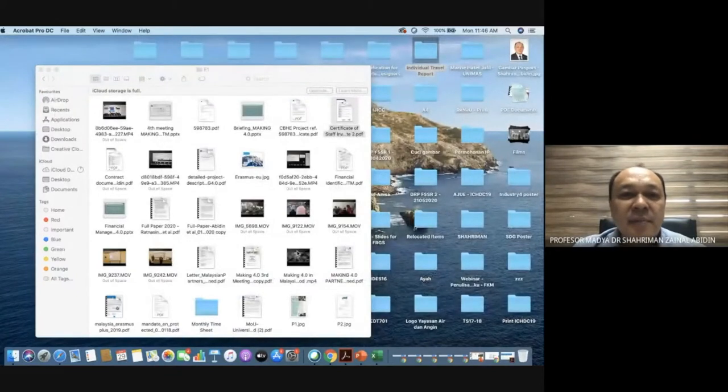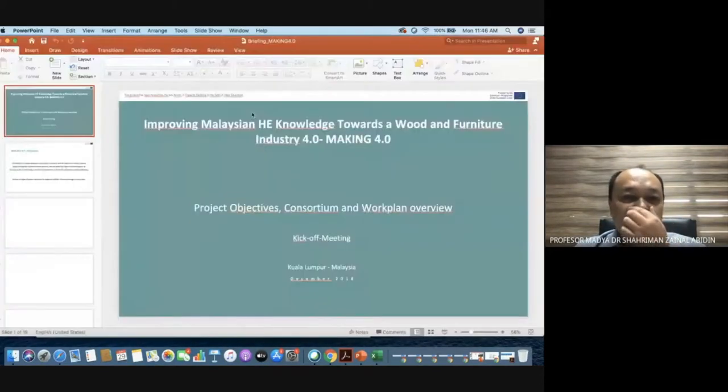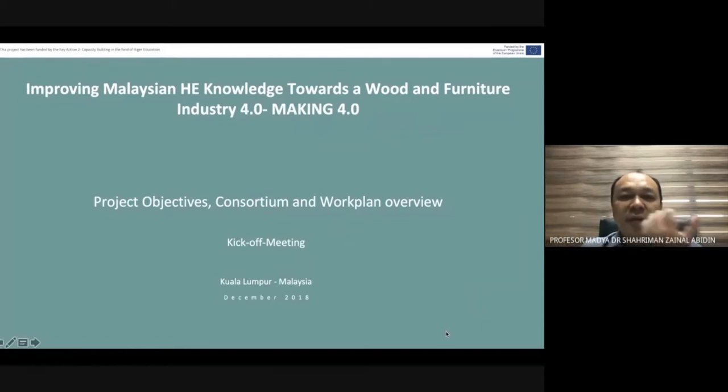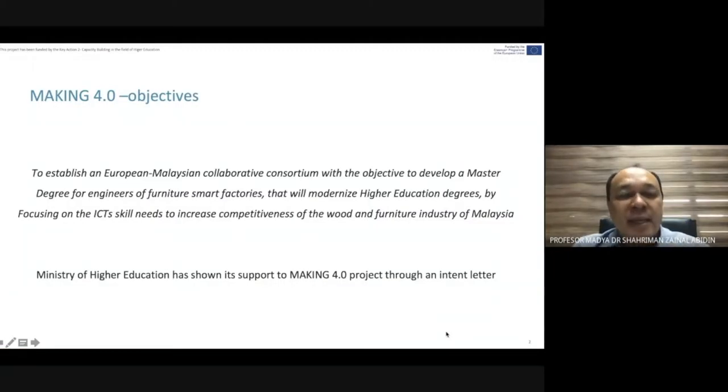Okay, the partnership agreement. And then our project, just to give you a quick overview about our project. This is our project, improving higher education knowledge toward wood and furniture Industry 4.0, Making 4.0. Our objective is to establish a European-Malaysian collaborative consortium with the objective to develop a master degree for engineers of furniture smart factory that will modernize higher education degree by focusing on IT, ICT skill to increase competitiveness of the wood and furniture industry of Malaysia.